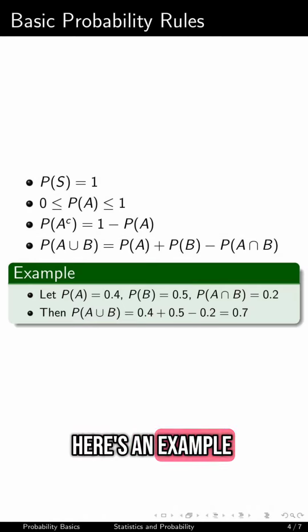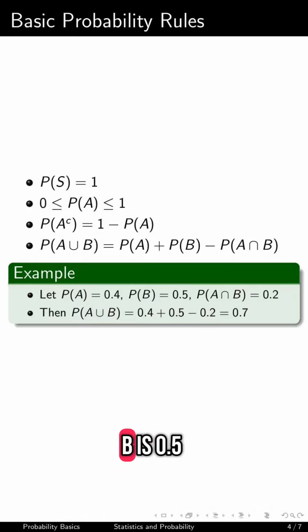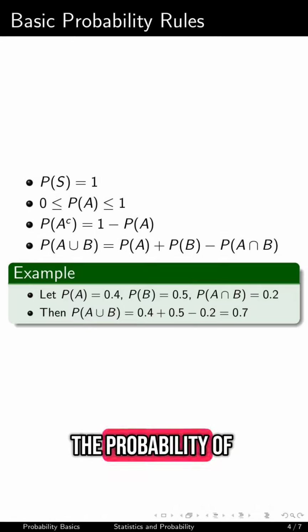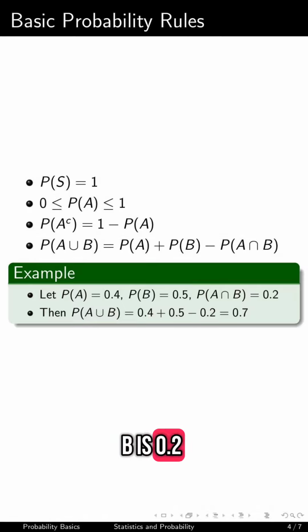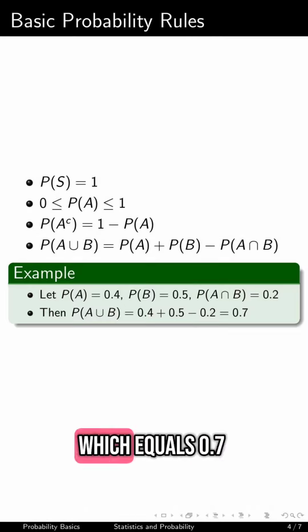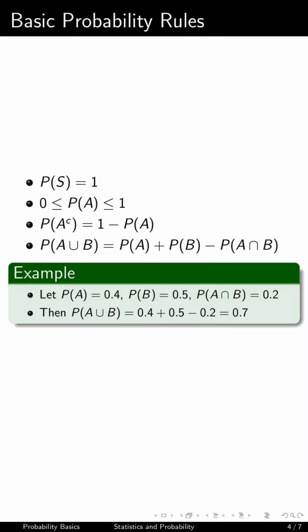Here's an example. Let the probability of A be 0.4. The probability of B is 0.5. The probability of both A and B is 0.2. So the probability of A or B is 0.4 plus 0.5 minus 0.2, which equals 0.7.